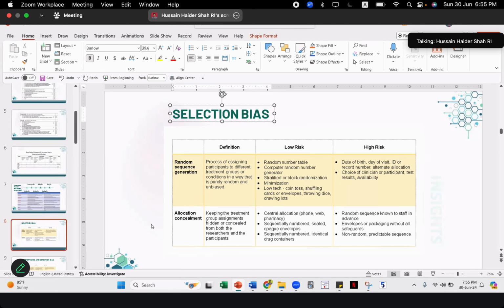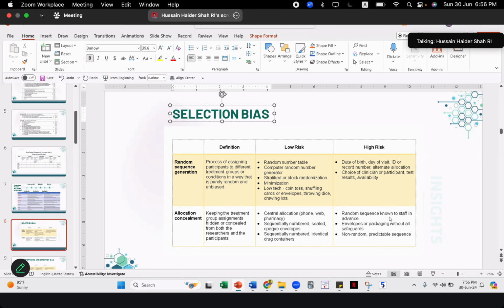By double blinding and triple blinding. So if in the methodology section, central allocation is used for allocation concealment, or sequentially numbered opaque envelopes, or sequentially numbered identical drug containers, these are identical sealed envelopes. That way, neither the participant nor the researcher will know which envelope has the medication or which container has the drug. This is how you maintain low risk.